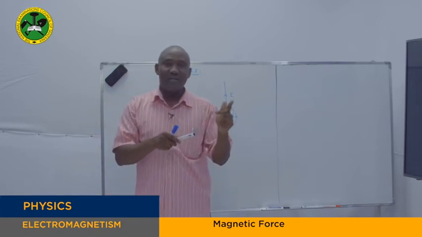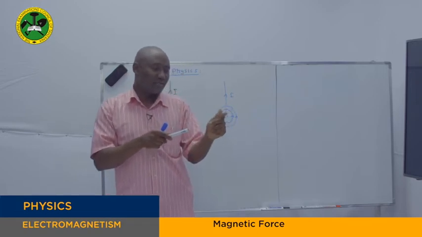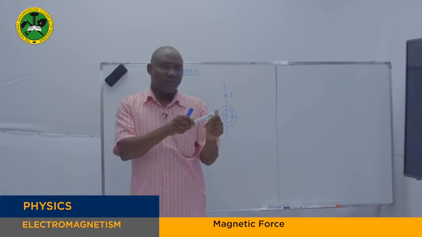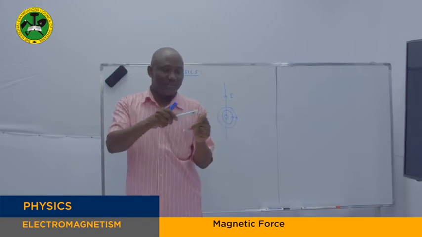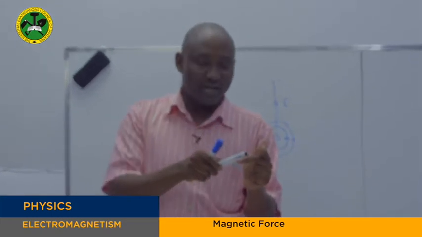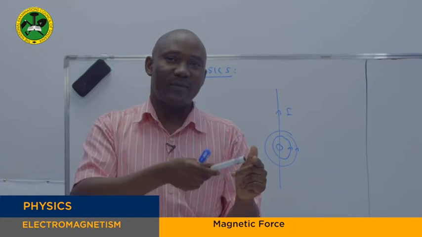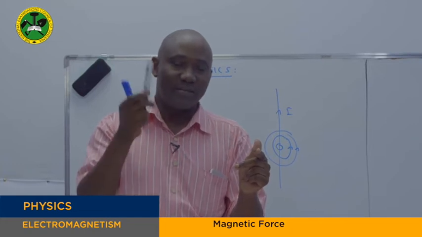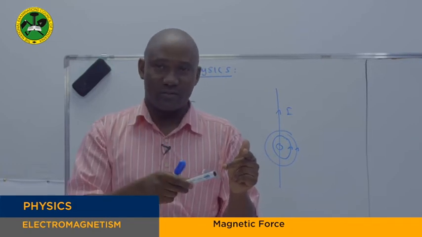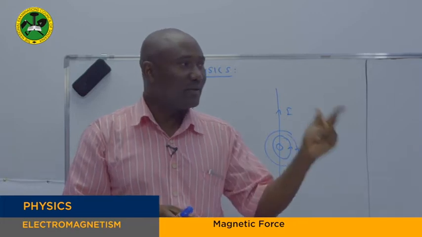When these three fingers are held at right angles, such that the forefinger is pointing in the direction of the magnetic field and the second finger in the direction of current, then the thumb will point in the direction of force or motion. So that is Fleming's left-hand rule.